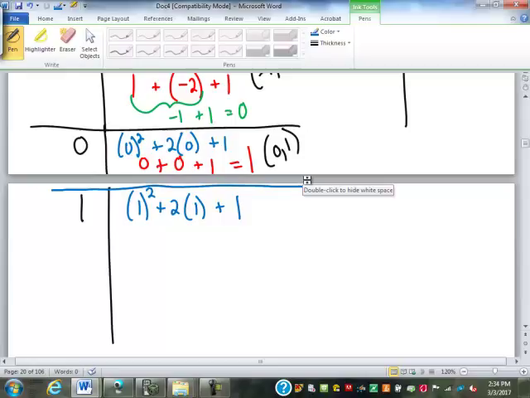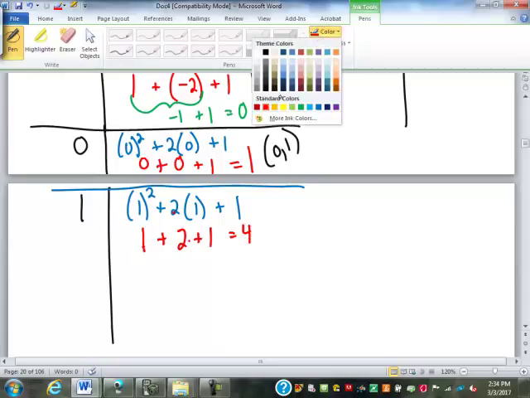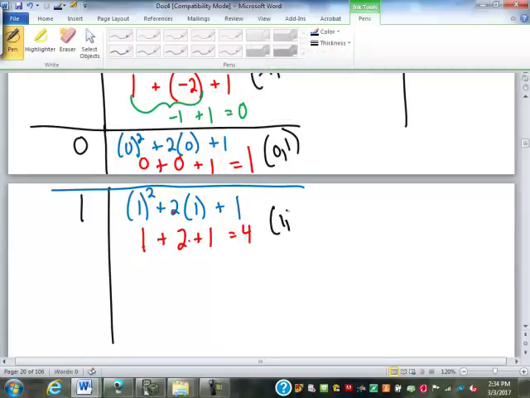I'm on number 4, actually, though we will keep some of those weird numbers that we have in there. So anyway, if x is 1, what's 1 squared? 1 squared is 1, right? 1 times 1 is 1. 2 times 1 is 2. Then we got the plus 1. 1 plus 2 plus 1 is 4. So when x is 1, y is 4.